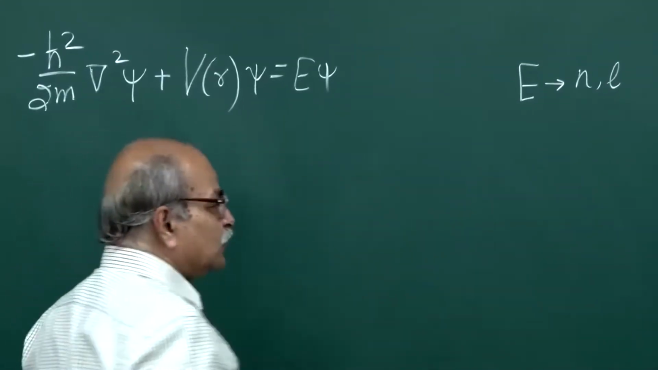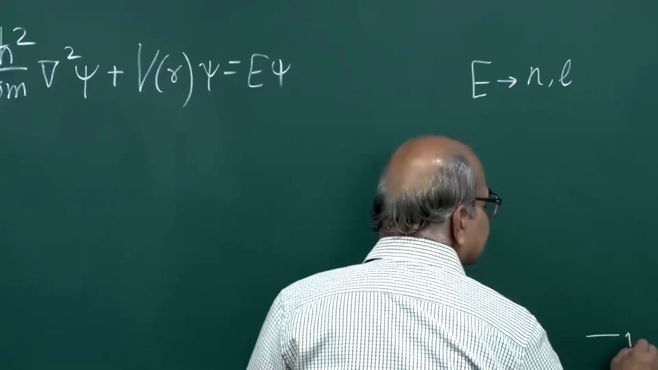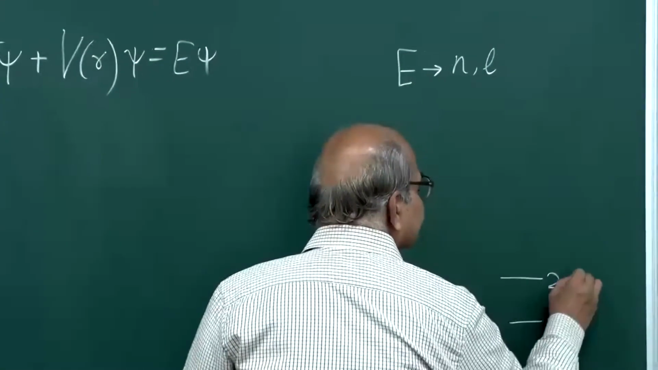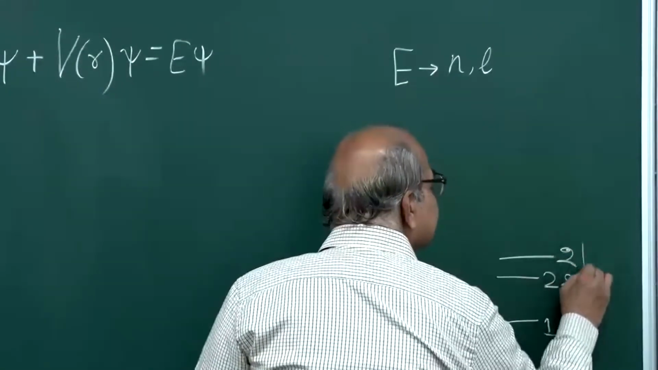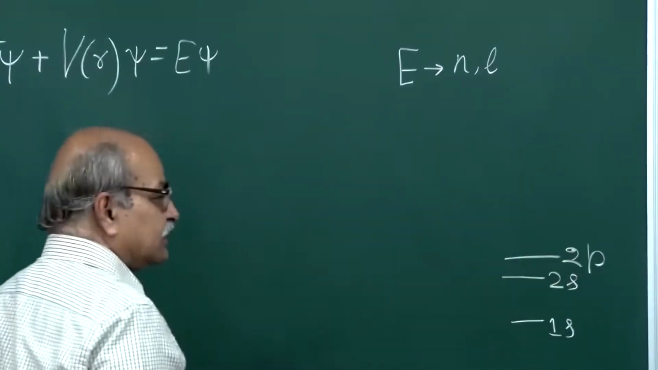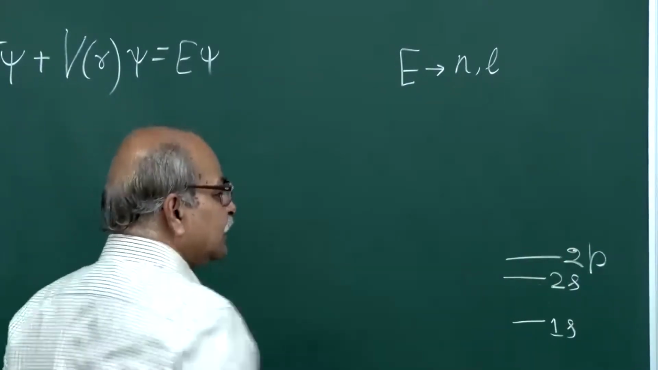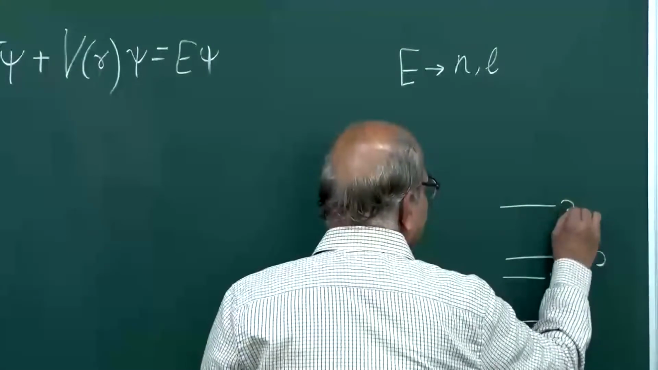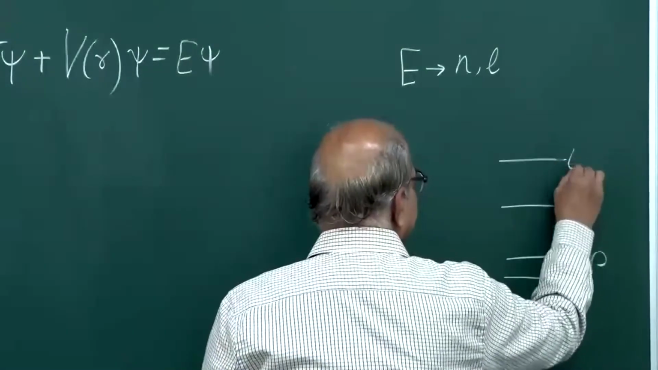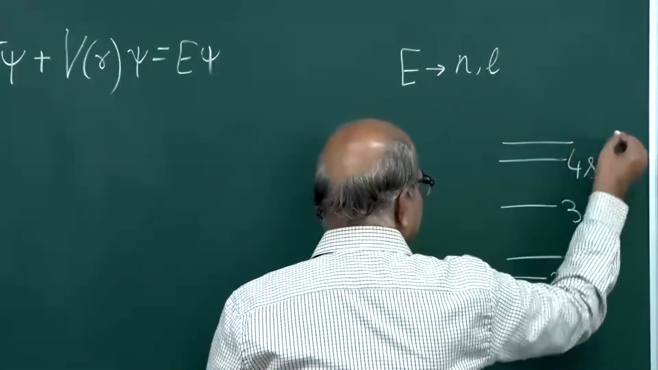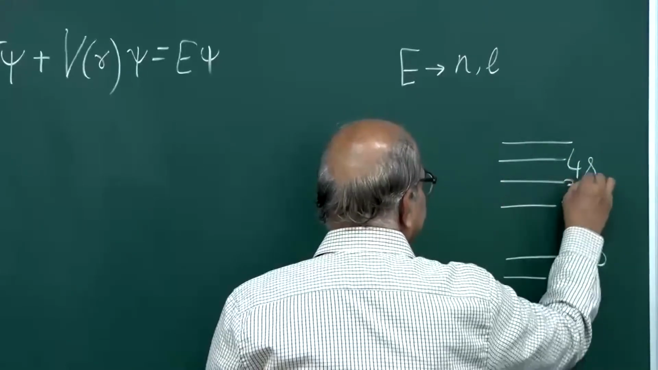So, you have those states 1s, 2s, then 2p energy is different from 2s energy. It depends on l, and then 3s and all those things, 4s, 3d, 3p, all those things.